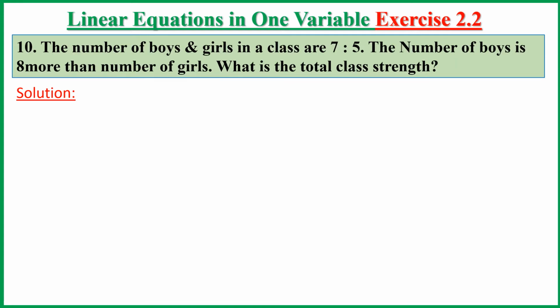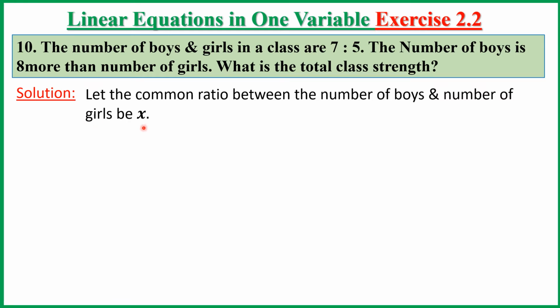Question number 10. The number of boys and girls in a class are in the ratio 7:5. The number of boys is 8 more than the number of girls. What is the total class strength? Here also it is given in ratio format. So we let the common ratio between the number of boys and number of girls be x. So the number of boys is 7x, that is given, and the number of girls equals 5x, that is also given. And the next step is the number of boys is 8 more than the number of girls.